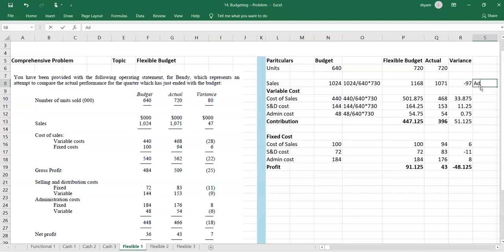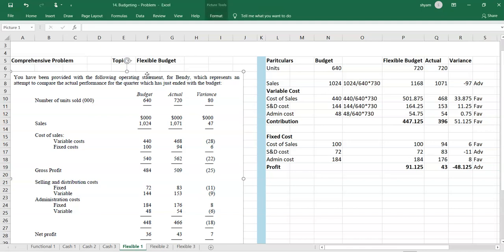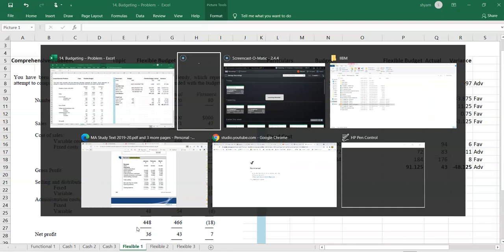And if you want, you can mark it like this. This is adverse, this is favorable, favorable, favorable, favorable, again favorable, favorable. This one is adverse, and this is adverse. So that's about the problem here. Hope you guys got a good understanding about flexible budgeting. We'll move on to the next sum.